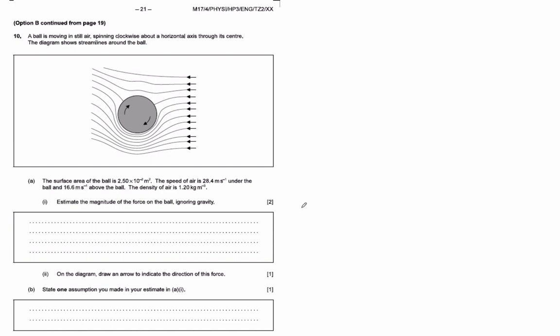All right, a ball is moving through still air, spinning clockwise about a horizontal axis through its center. The diagram shows the streamlines around the ball. So this is all laminar flow and all this stuff, right? The surface area of the ball.